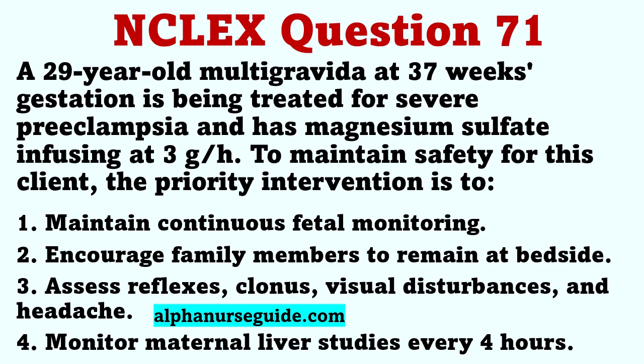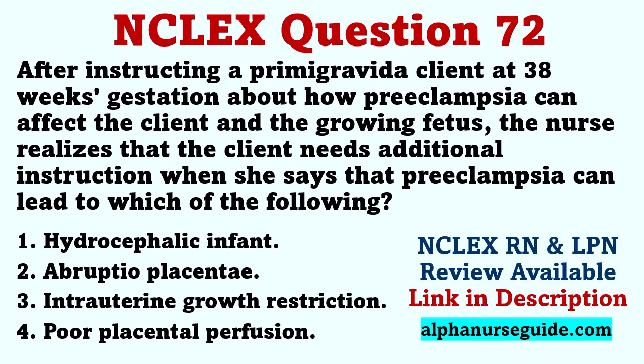After instructing a primigravida client at 38 weeks gestation about how preeclampsia can affect the client and the growing fetus, the nurse realizes that the client needs additional instruction when she says that preeclampsia can lead to which of the following? 1. Hydrocephalic infant. 2. Abruptio placentae. 3. Intrauterine growth restriction. 4. Poor placental perfusion.